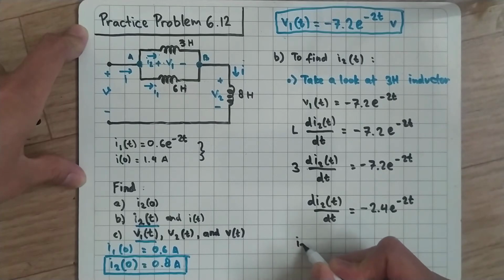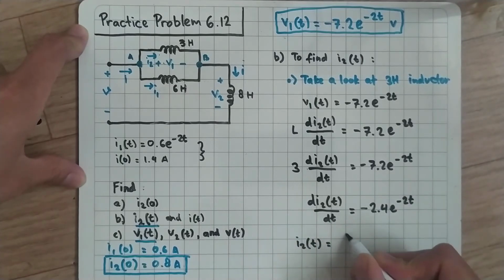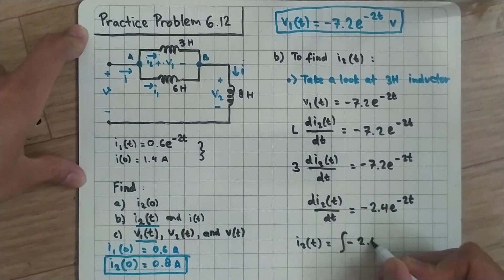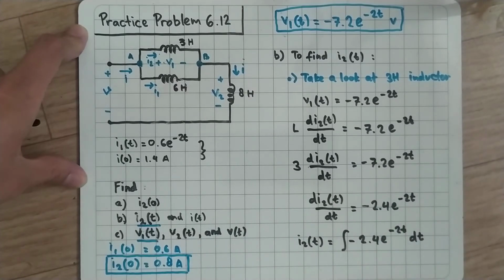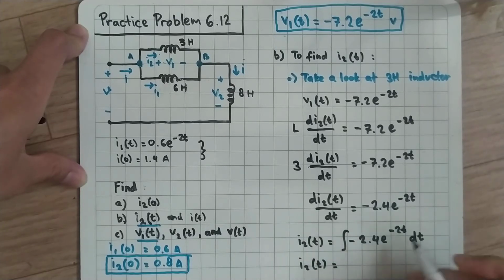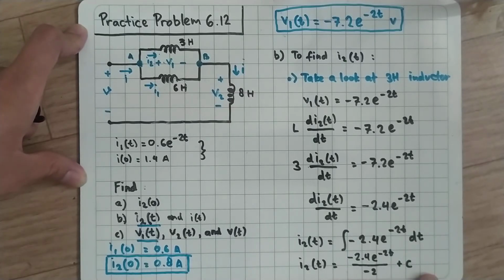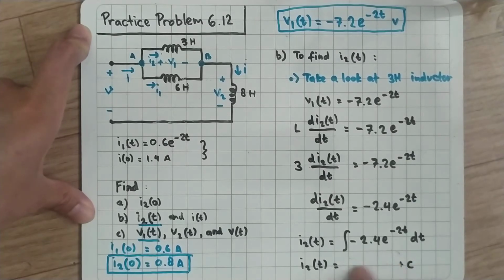So I will have i2t is equal to the integral of minus 2.4 e to the minus 2t with respect to time. Okay, so I will have i2t is equal to minus 2.4 e to the minus 2t divided by minus 2 plus some constant, or we can rewrite this as 1.2 e to the minus 2t.